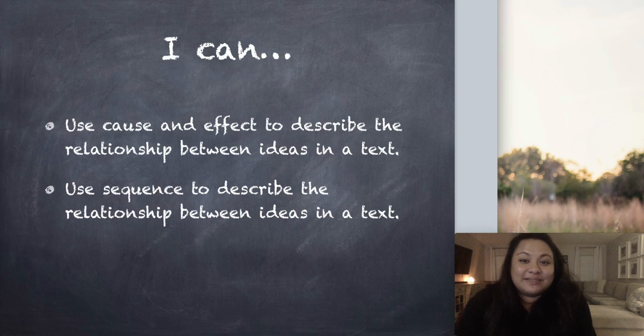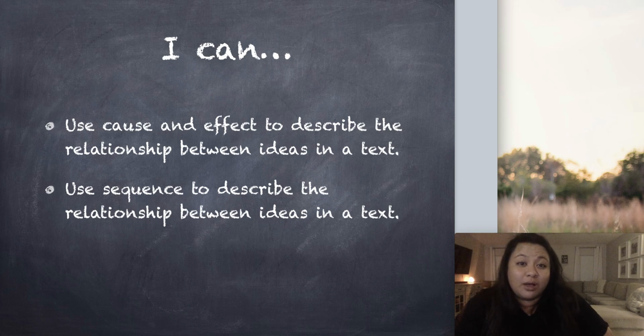The I can statements that you guys have today: I can use cause and effect to describe the relationship between ideas in a text, and I can use sequence to describe the relationship between ideas in a text. The only difference between those two I can statements is that you have cause and effect at the beginning, and in the second one you have sequence. So we're going to be talking about both of those things. If you notice in the I can statements, you also have the word relationship. And it's all about relationships today. How can we describe the relationship in cause and effect and in sequencing?